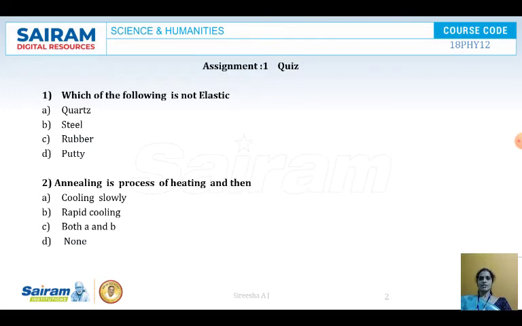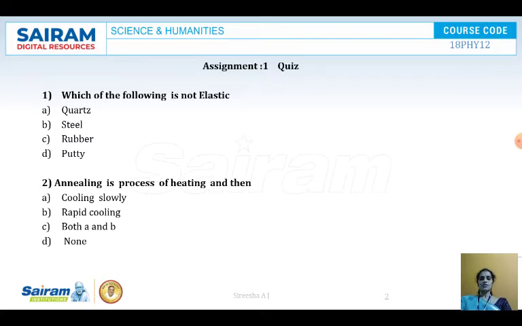We'll see the multiple choice question answers. Now the quiz is, which of the following is not elastic? Option A quartz, option B steel, option C rubber, and D putty. So the question is which of the following is not elastic? Here the answer will be putty. Putty is not elastic.